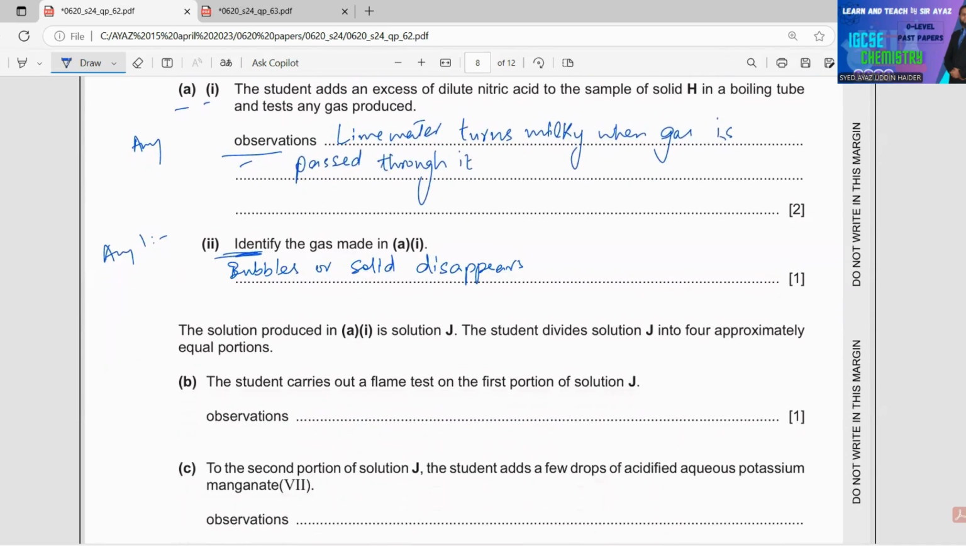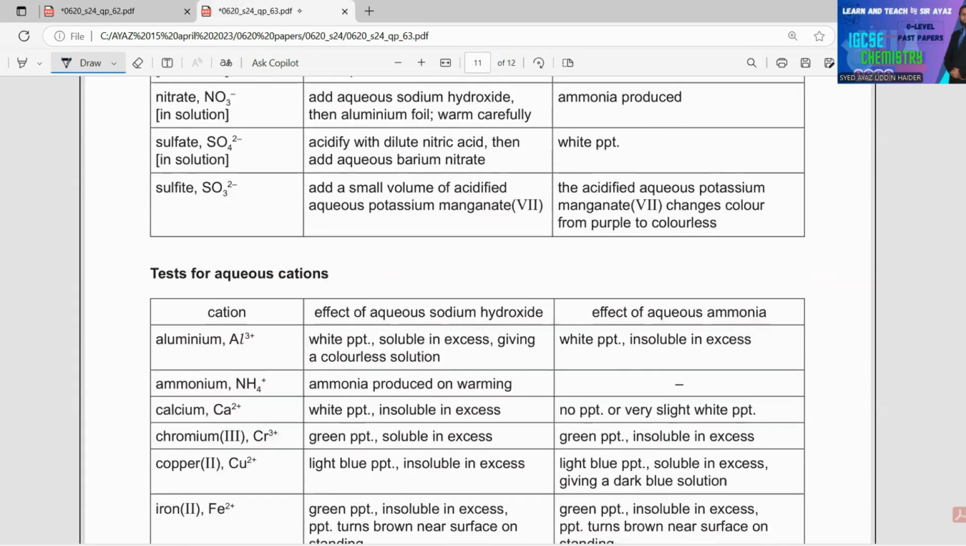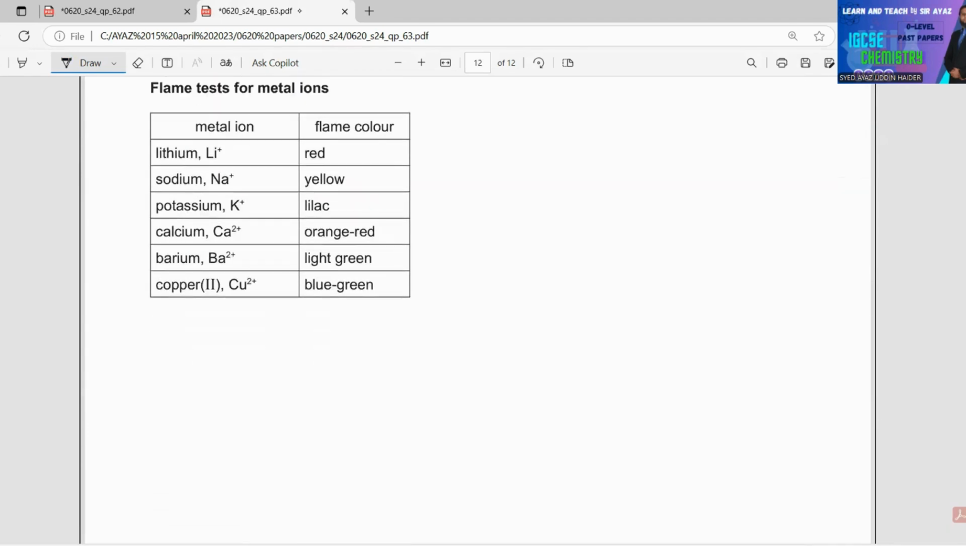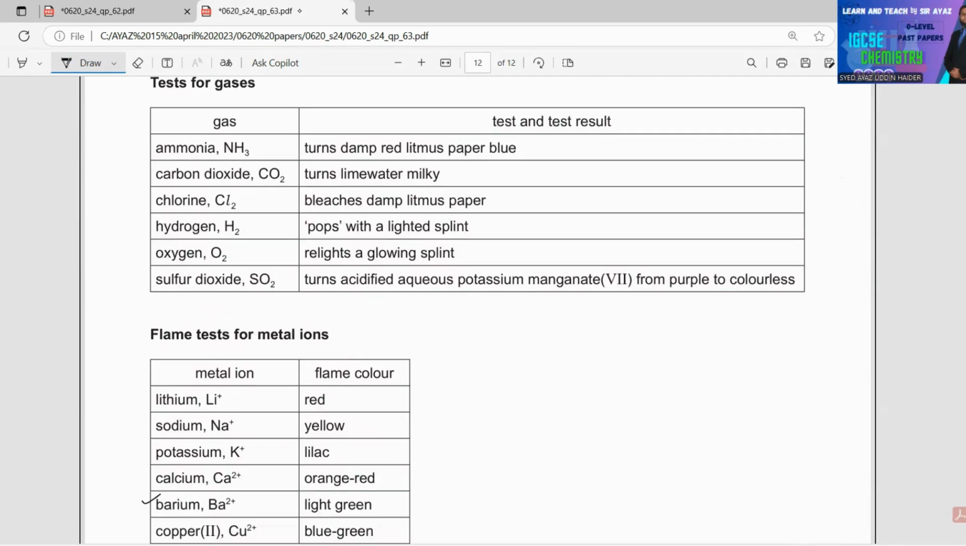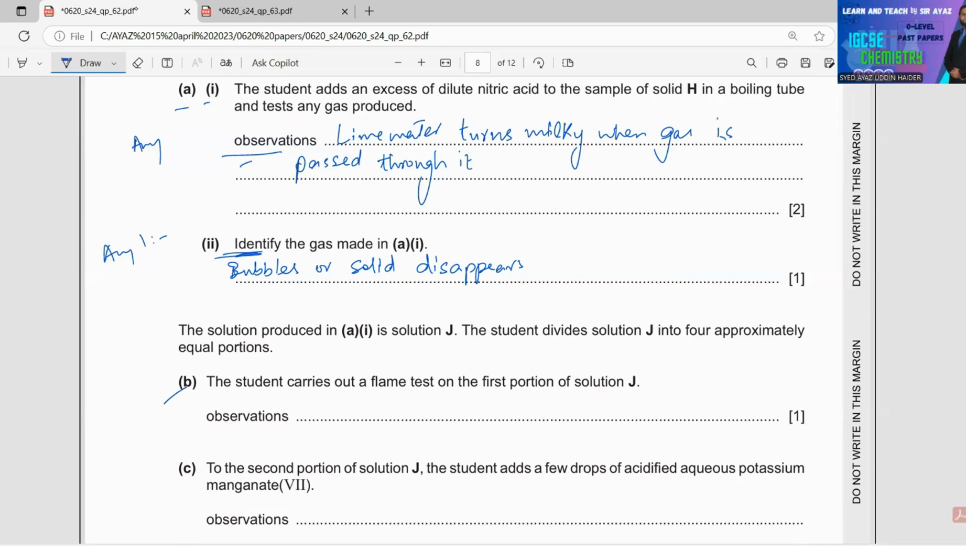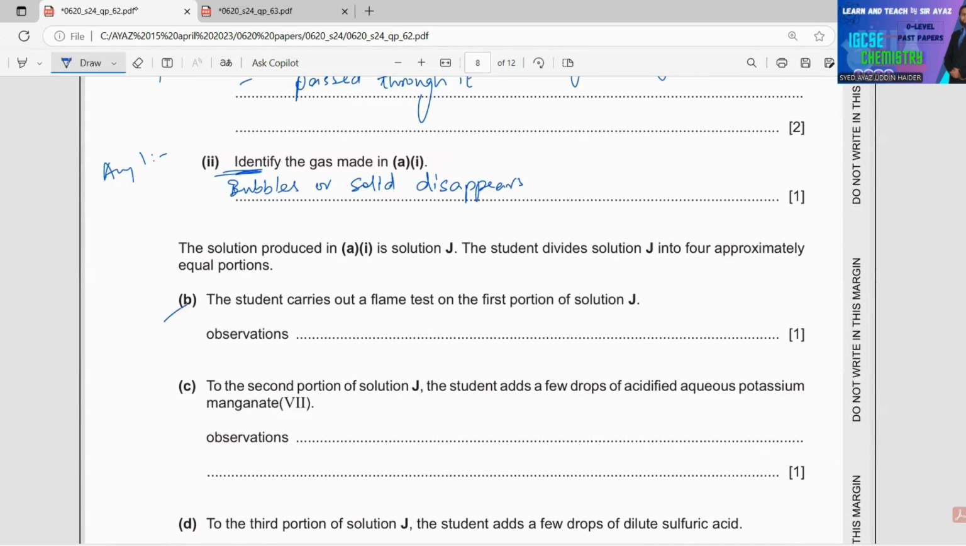The solution produced in A1 is solution J. The student divides solution J into 4 approximately equal portions. B. The student carries out a flame test on the first portion of solution J. Observations. So we are having barium here. So straight away look at the color of barium in the flame test. Here's barium. It's giving light green. So you'll write light green flame.